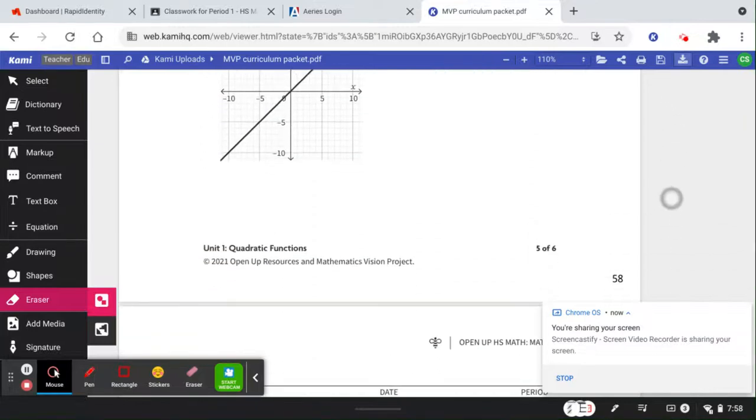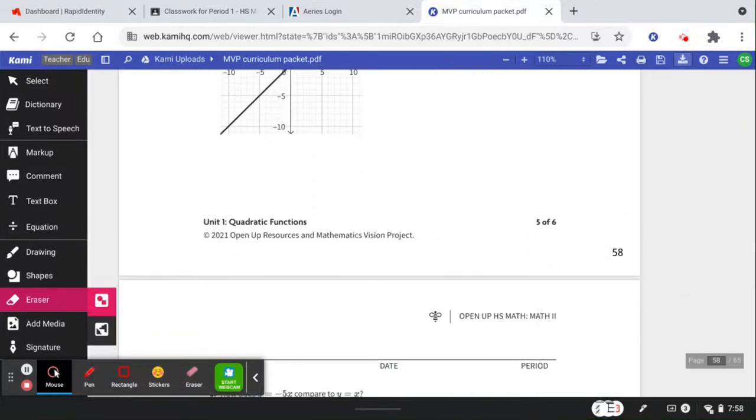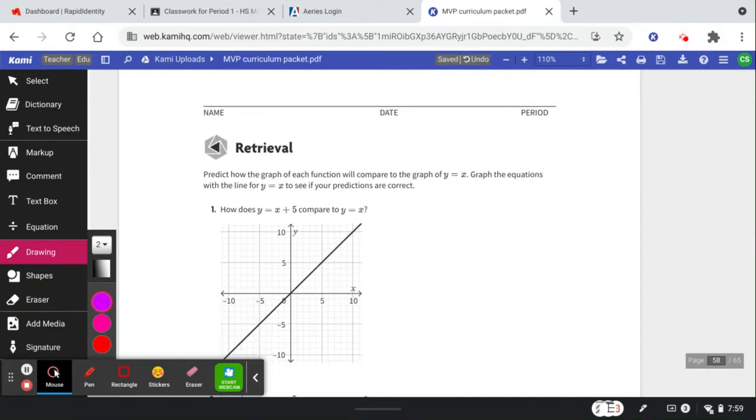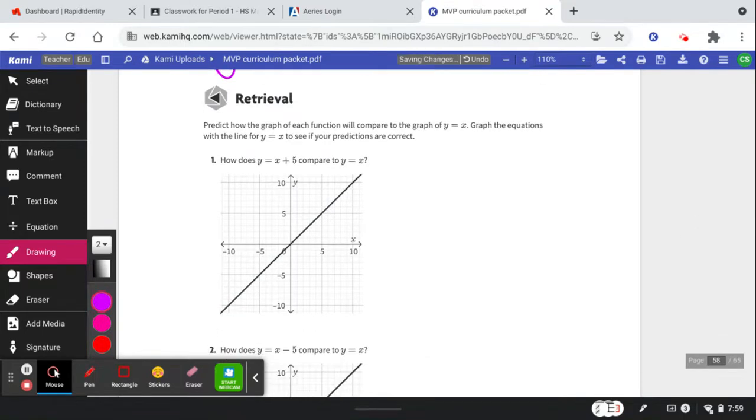Okay, we're on page 58 of your packet, and we're looking at the 1.6 Retrieval and Ready, Set, Go. Go ahead and put your name at the top of each page, today's date, and your period number over here, okay? So here's what they're asking for us first.